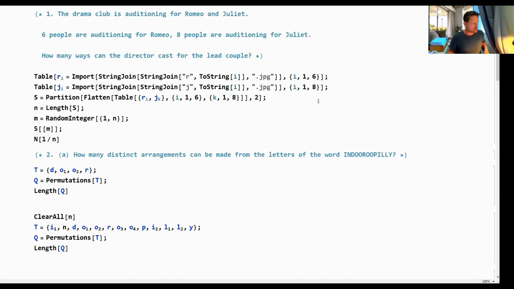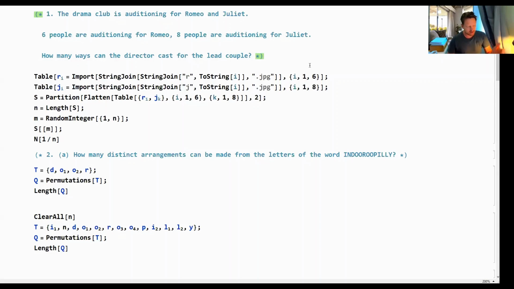Our first question is this one that I've got here. It says the drama club is auditioning for a Romeo and a Juliet. 6 people are auditioning for Romeo. 8 people are auditioning for Juliet. How many ways can the director cast for the lead couple?